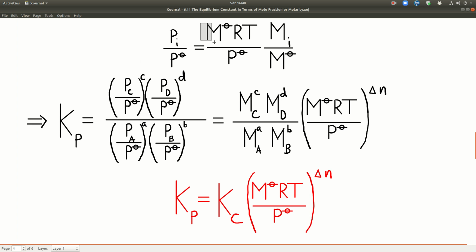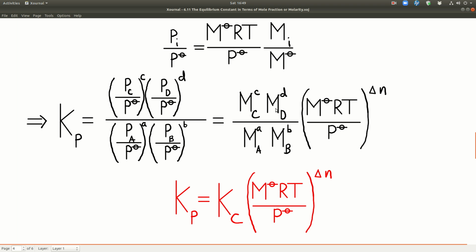There's our one M0, there's our other M0. We do that. We substitute this expression in here for each of the terms in Kp, partial pressure of C over the standard state, etc., becomes this. What we get is all this stuff right here, we pull it out. It's common to all these terms. The only thing that's not the same are the molarities.